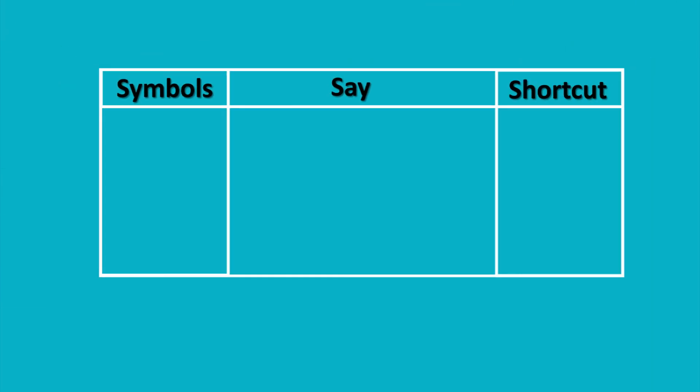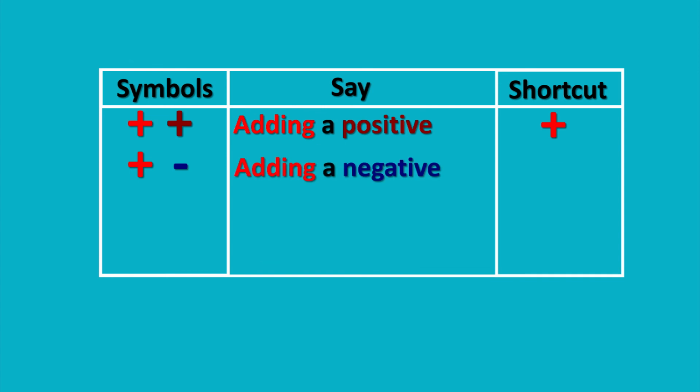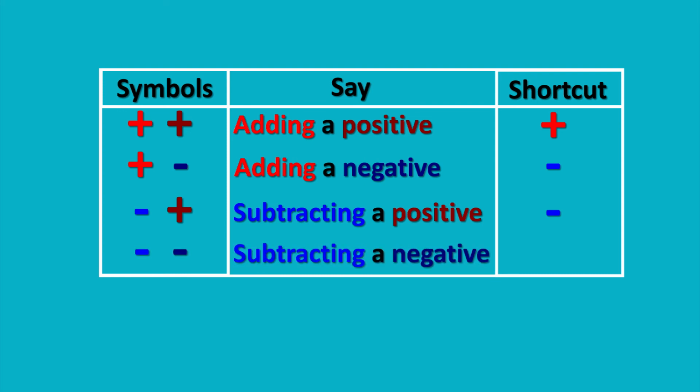As a quick summary, when you have two plus signs next to each other, which we don't normally see, we'd normally just see one plus sign by itself, we would say we're adding a positive, and that's the same as just adding. When you're adding a negative, that's the same as just subtracting a positive number. So when we have a minus and then a plus, we would say subtracting a positive, which is the same as taking away. The final example of a minus next to a minus, we would say that is subtracting a negative, and that is the same as adding. So we move to the right on our number line.